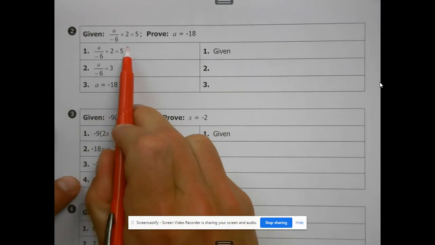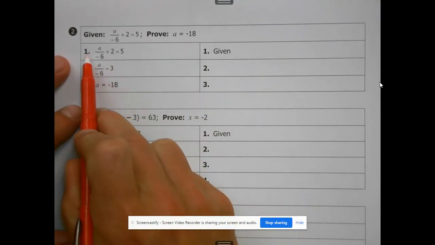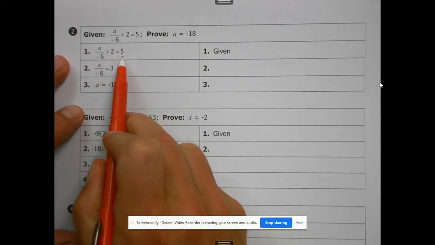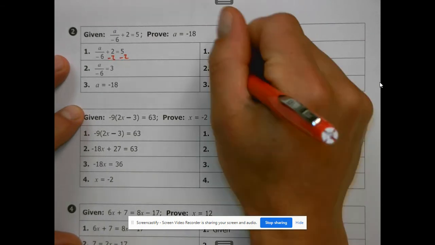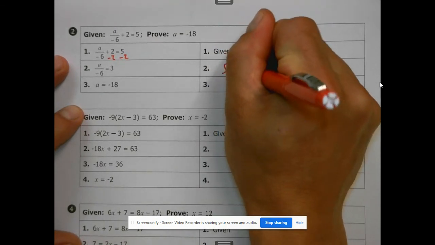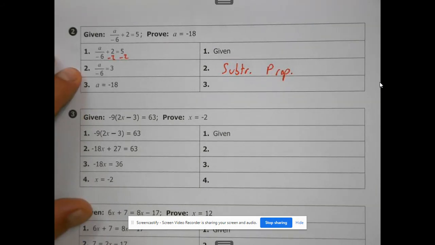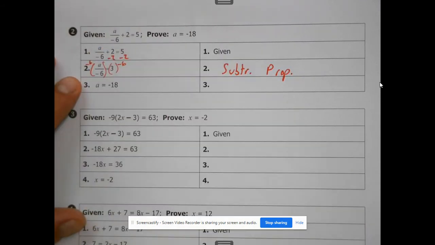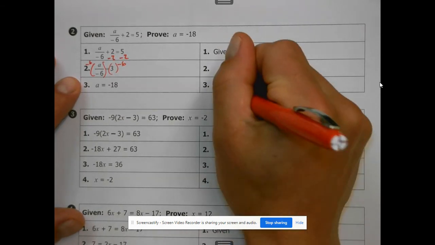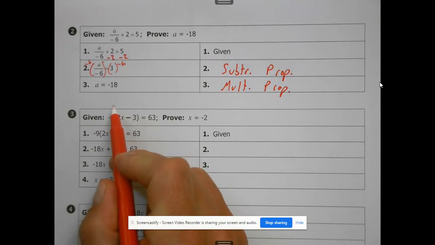All right, so here's what we're given. Here's what we have to prove. First step, to get from step 1 to step 2, it looks like they subtracted 2 on both sides. Subtract 2, that's your subtraction property. From line 2 to 3, they had to multiply both sides by -6. That is your multiplication property. And the next comes out to be -18.